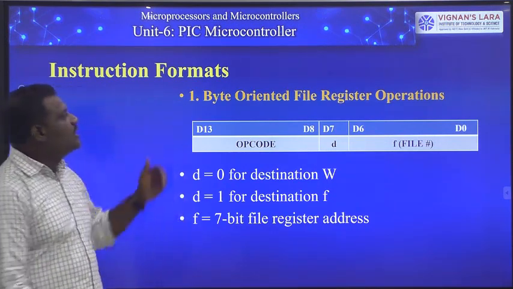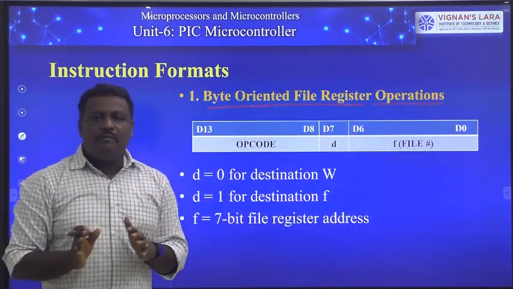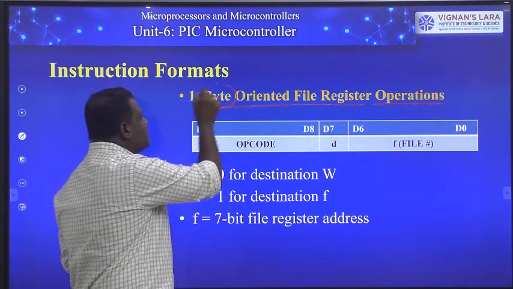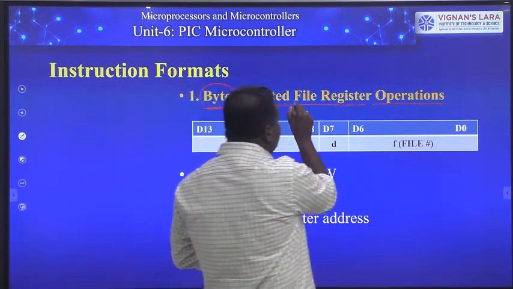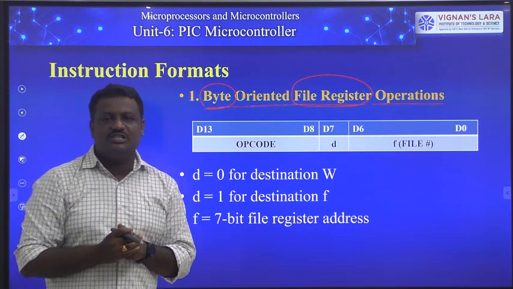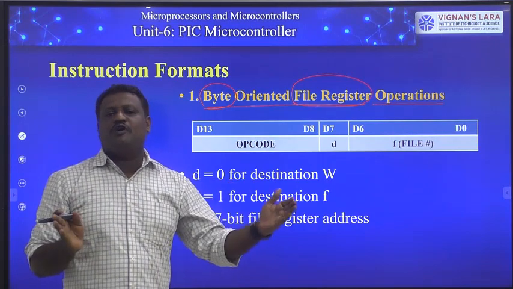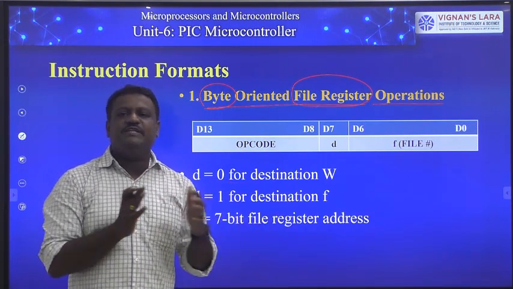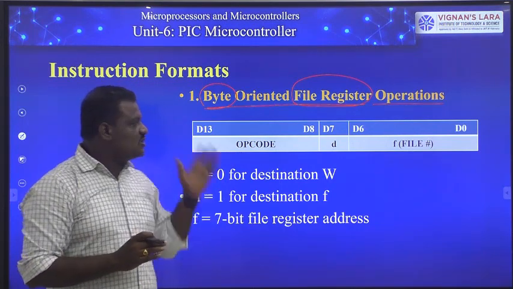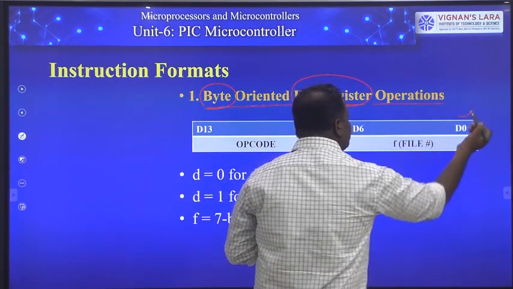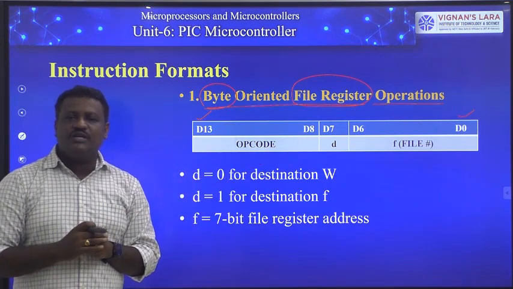First, my discussion starts with byte-oriented file register operations. That means I am doing an operation on bytes, and the operand is a file register along with the working register W. In that scenario, how are the bits of the instruction divided between different fields? So see here friends, the total instruction size is 14 bits, D0 to D13. It can be divided into 3 fields.